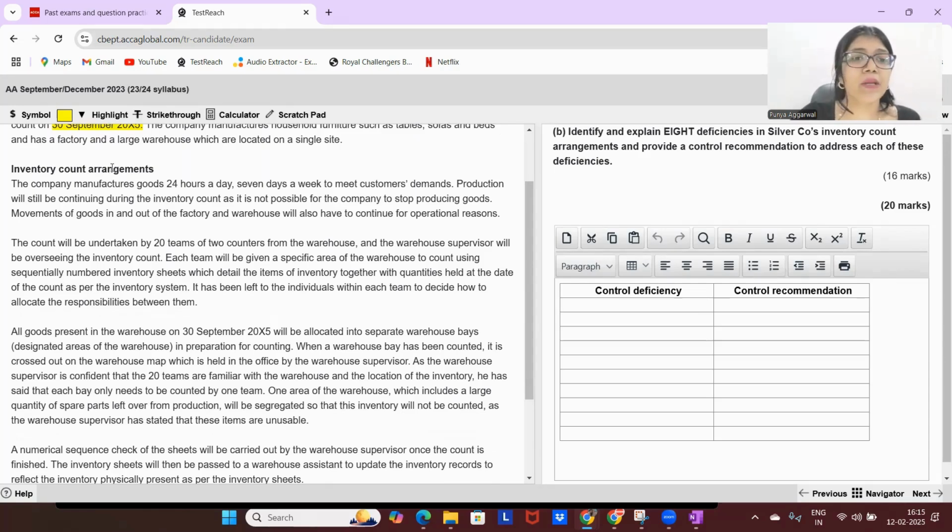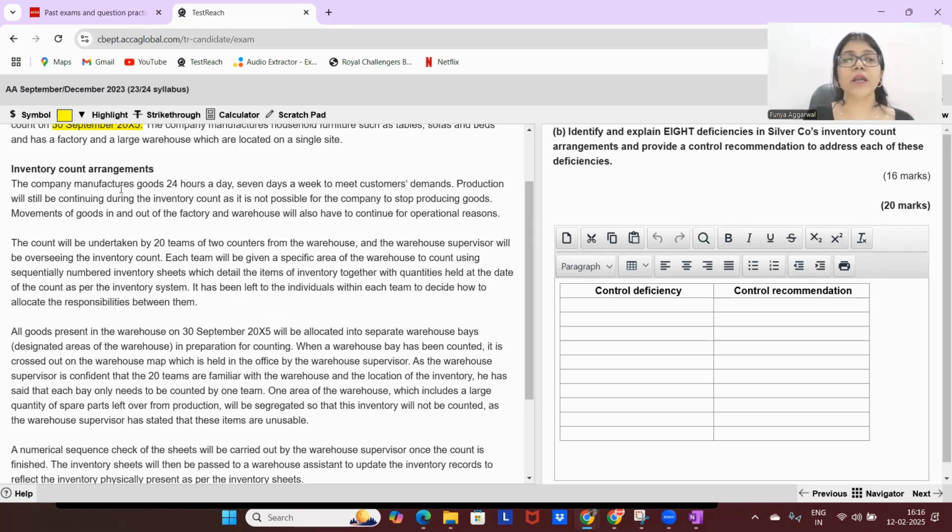The company manufactures goods 24 hours a day, 7 days a week to meet customers' demand. So they're continuously producing the goods. Production will still be continuing during the inventory count, as it is not possible for the company to stop producing goods. This is a little bit of a problem. Let's read the next line as well.